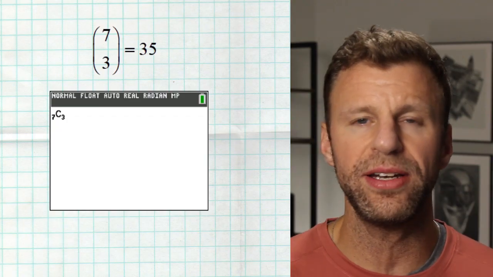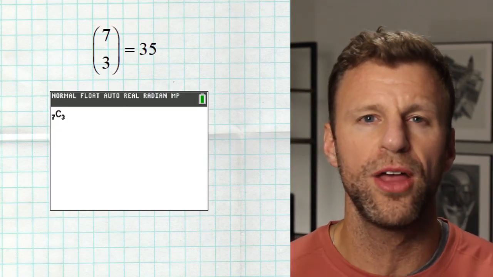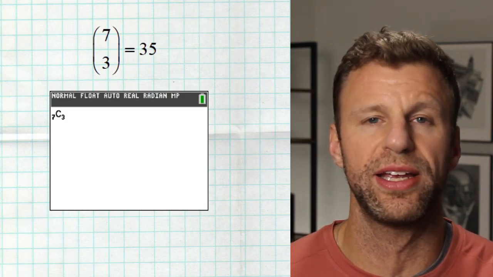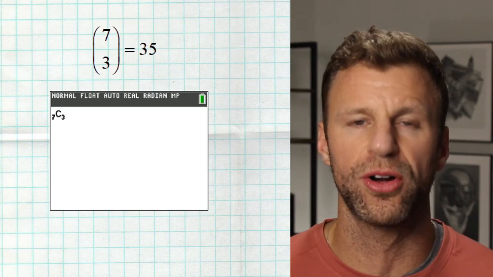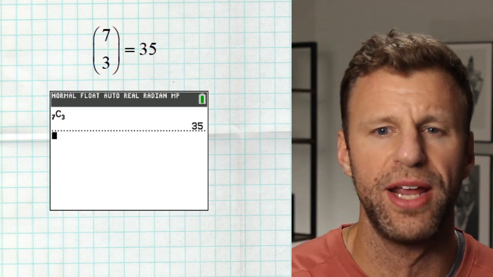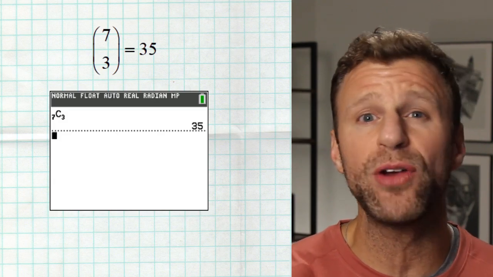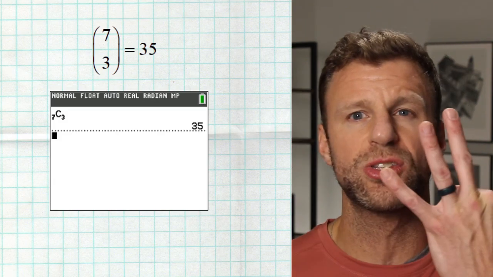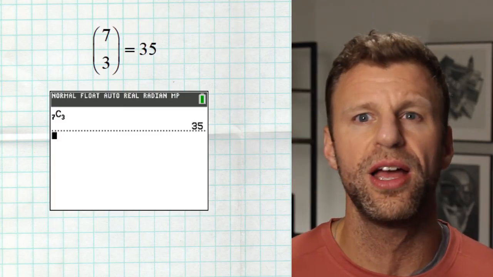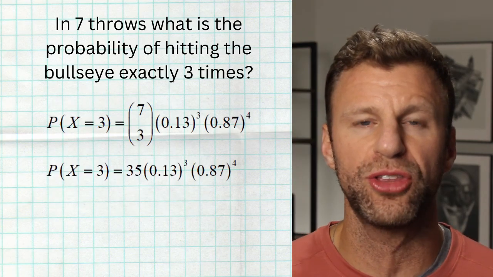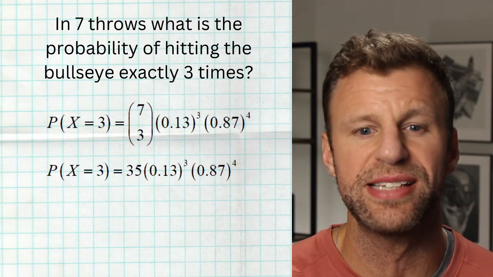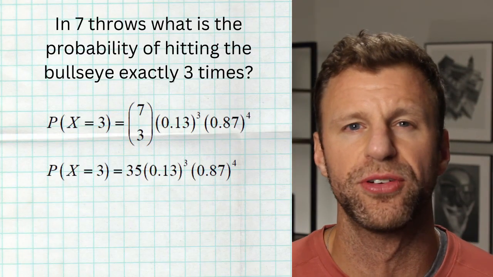n is the 7, how many total trials we have. 3 is the number of successes we're looking to happen. And this is going to tell you 35, and there's 35 different combinations. Now the good news is that every one of those 35 combinations has 3 successes and 4 failures. That is why the 0.13 to the third and the 0.87 to the fourth stays the same for every one of those 35 different combinations.